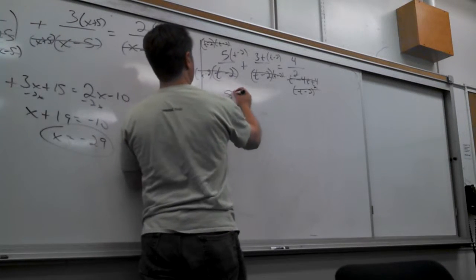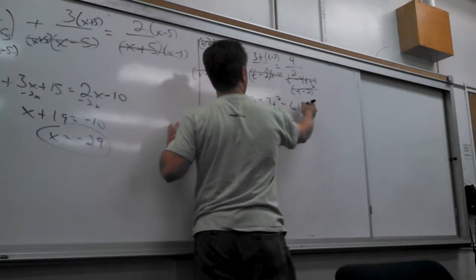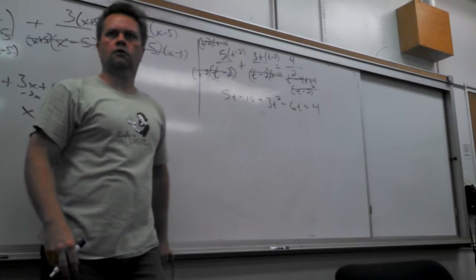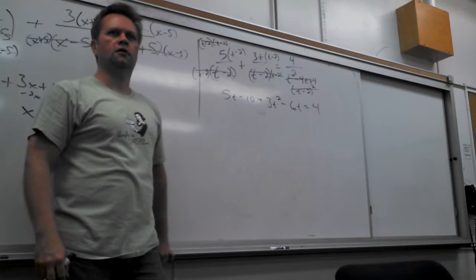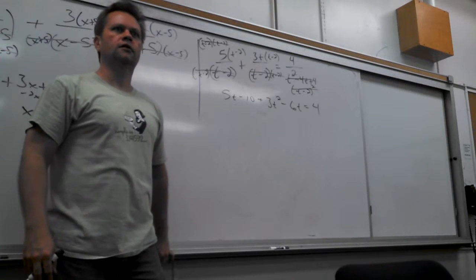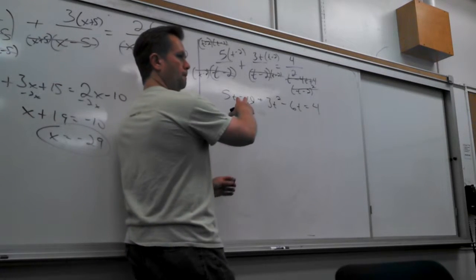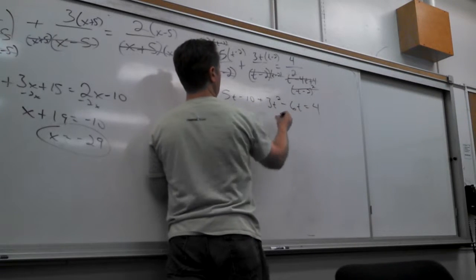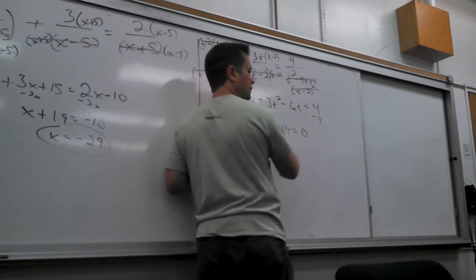So then you get 5t minus 10 plus 3t squared minus 16 equals 4. I think I moved on both. First combine like terms. So everybody alright? Like terms, get your like terms together. 3t squared minus 14 equals 0. Is that cool?